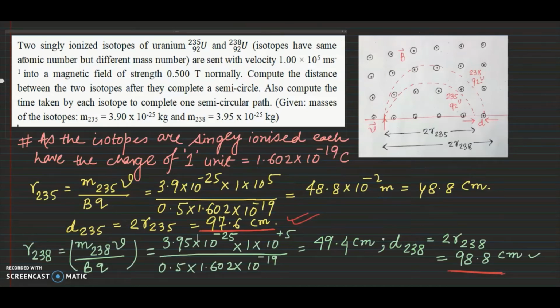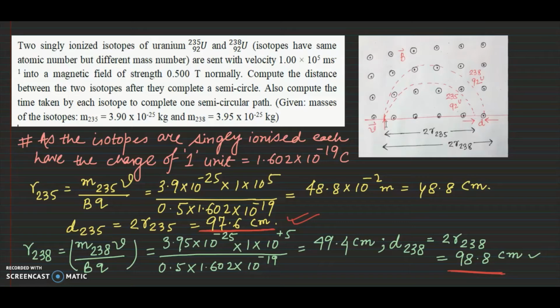So this is the third problem. You can see the question stated like, two singly ionized isotopes of uranium, 235U92 and 238U92. Isotope means both have the same atomic number but different mass numbers. They are sent with a velocity of 1 times 10 to the 5 meter per second. You can see this is the direction of the velocity, and the magnetic field is coming out of the plane, so it is directed here as a point, and the magnetic field has a magnitude of 0.5 Tesla. Compute the distance between the two isotopes after they complete a semicircle.